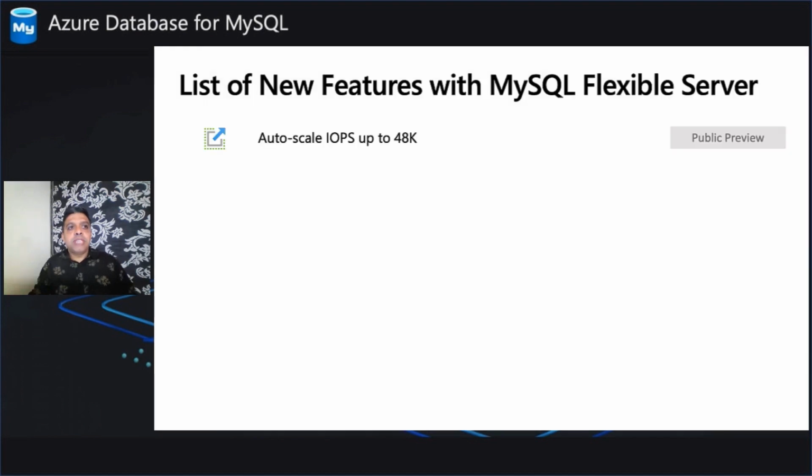Coming to autoscale IOPS. With autoscale IOPS, you get the freedom to scale up or down automatically based on your workload requirements. When your workload requires high IOPS, it will automatically be scaled up, and when it requires low IOPS, it will be scaled down. So you pay as you use and not for the configured value throughout.